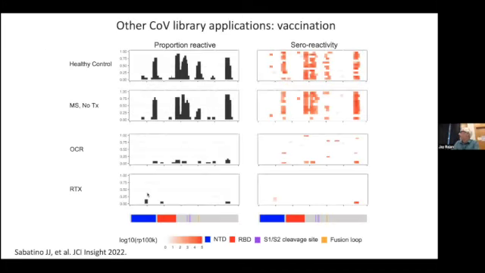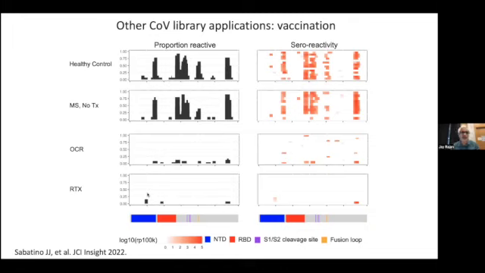So our SARS work continues. I've done a couple of collaborations with the folks at UCSF using the same tools, and this was a collaboration with Joe Sabatino, who's a neurologist, and what they were looking at was vaccination in people with and without MS, and those with MS on different immunosuppressive regimens.